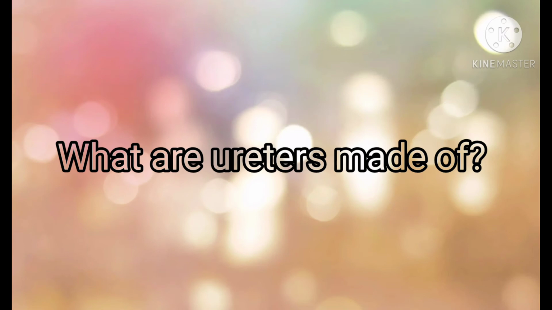What are ureters made of? The wall of the ureter consists of three layers. The outer layer, the fibrous coat, is a supporting layer of fibrous connective tissue. The middle layer, the muscular coat, consists of inner circular and outer longitudinal smooth muscles. The main function of this layer is peristalsis to propel the urine.